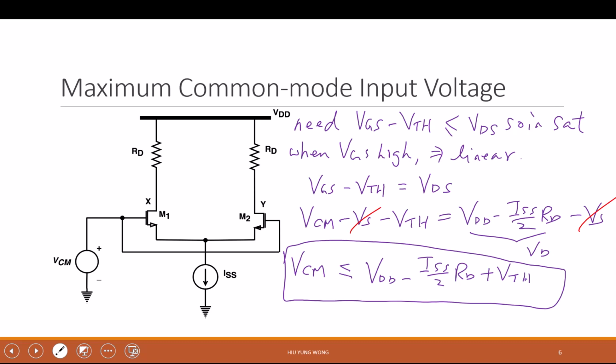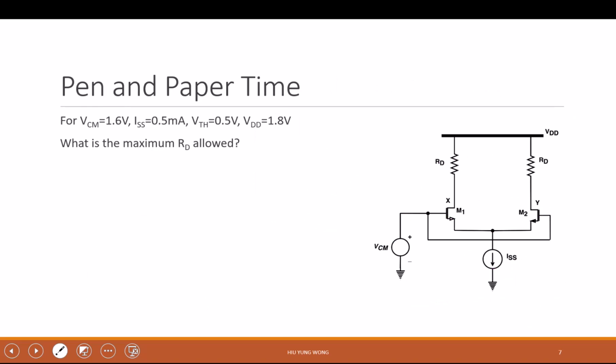Okay, if no question, let's move forward. Let's just use what we have learned before. Instead of asking what is the maximum VCM, now how about ask what is the maximum RD I can have? Why do I want to have a large RD? If it is a common source, why do I want to have a large RD?